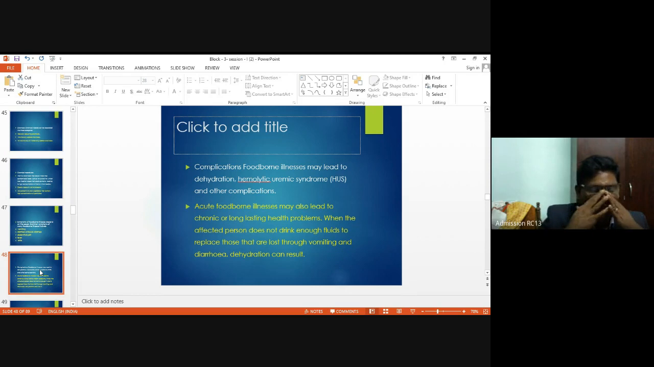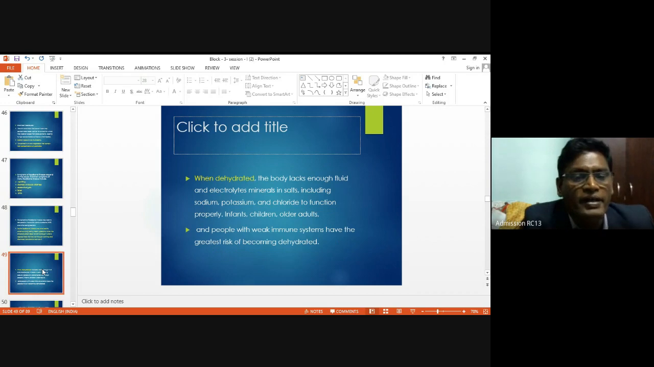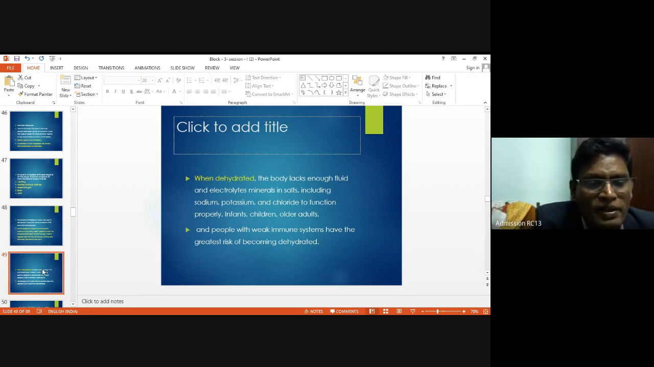So what will happen if dehydration takes place, or if people are affected by these chemicals or poisoning? What is advisable is that the individual needs to take a lot of fluids, to compensate for the dehydration, whether it happens through diarrhea or vomiting. So drinking or replacing the water loss is very crucial. When dehydrated, the body lacks enough fluid and electrolytes, minerals in the salt, including sodium, potassium, and chloride, to function properly, in infants, children, and other people.